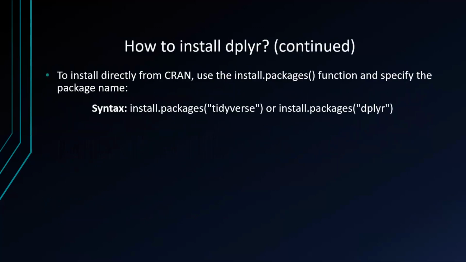To install directly from CRAN, use the install.packages function and specify the package name. So the syntax is in front of you. You just have to say install.packages, then the package name, which can be Tidyverse, which will download the whole Tidyverse and other packages as well. But we will just download Dplyr for now. Let's do it.